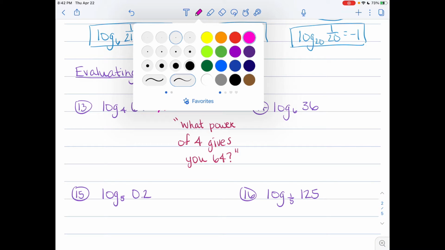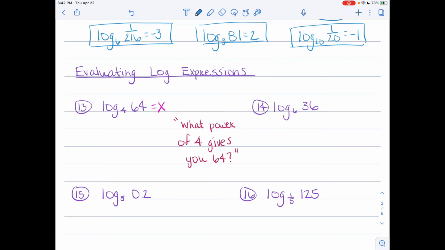So let's rewrite this in a more familiar exponential form. So 4 to the x power will be 64. And we've got to think of what multiple of 4 gives us 64. So 4 multiplied by itself once is 16, multiplied by another 4 is 64. So that means that x must be 3. And you could check that in your calculator.